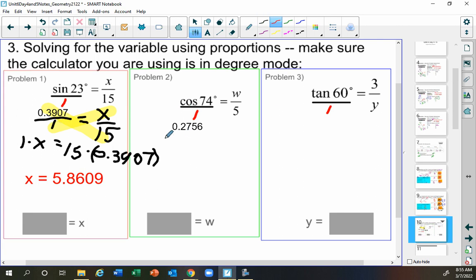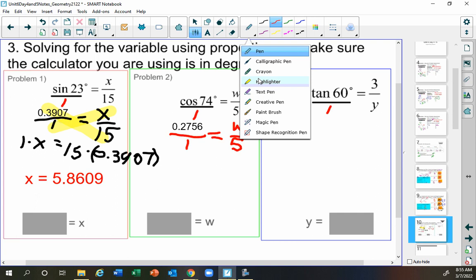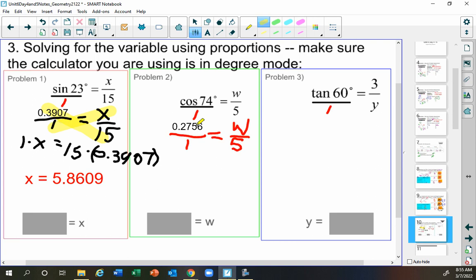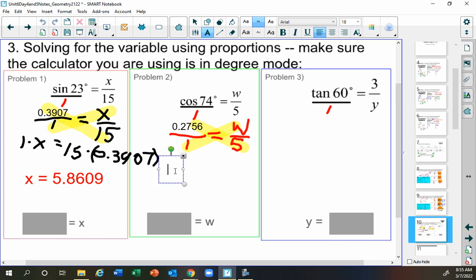Of course, put it over 1 equals W over 5. Okay, but then what happens? We do our cross multiplication. Boom. I'm going to type it up here. Well, what are we going to multiply? 1 times W, right?